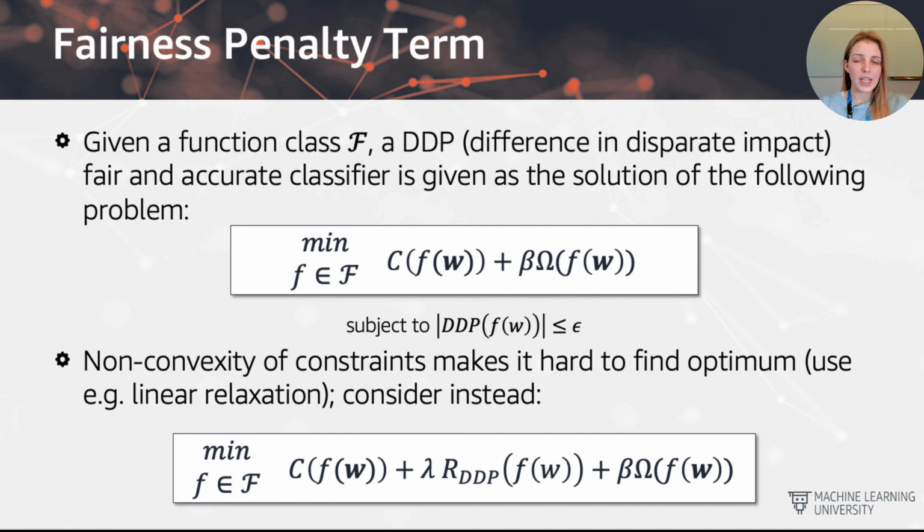What you're going to find is that this is actually quite hard to implement in practice because this constraint is non-convex. So what we need to do is reformulate the problem expression and turn it into a convex formulation. So instead we want to consider minimizing the loss, plus we now have a lambda term and R_dtp, which is a convex approximation of the fairness constraint, and again our final regularization term.